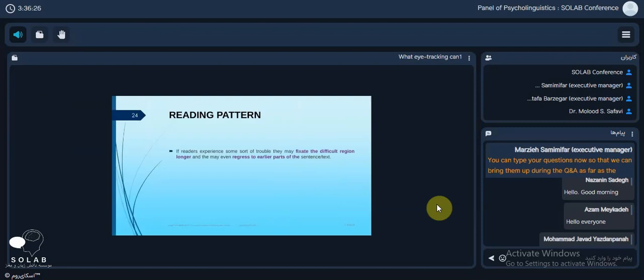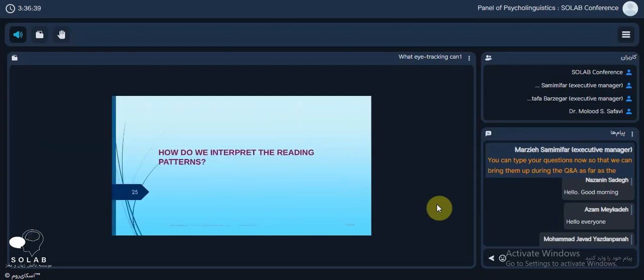If a reader experiences some sort of trouble, they may fixate on the difficult region longer, and they may even regress to earlier parts of the sentence or text. How do we interpret the reading pattern?